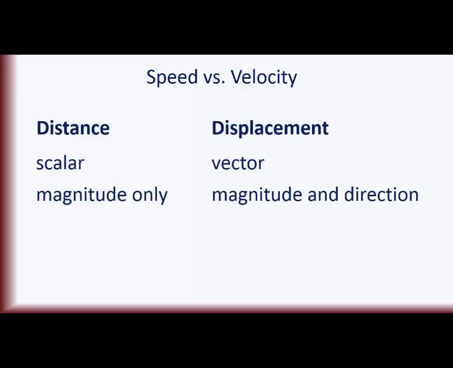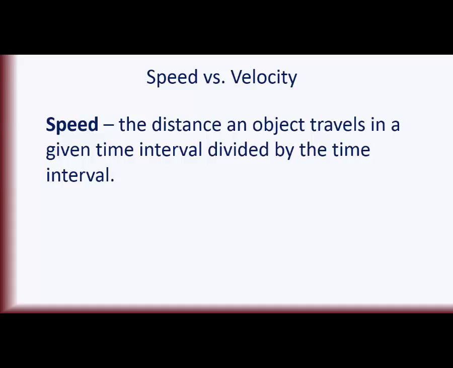We close out this chapter with a brief discussion about the difference between speed and velocity. You are already familiar with the differences between distance and displacement. Speed and velocity are much the same. Speed is a scalar, which only consists of magnitude, whereas velocity is a vector, which requires both magnitude and direction. The definition of speed is given here. Notice that distance is used in the definition.